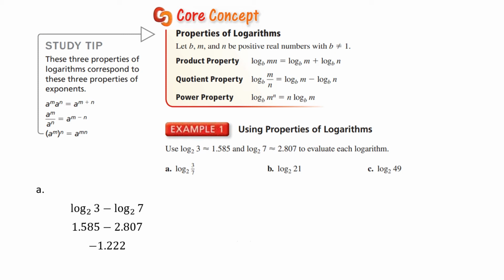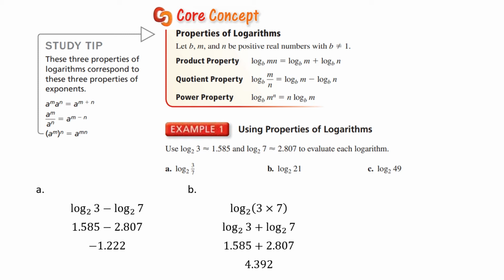In example B, when we see the log base 2 of 21, I don't immediately see a property at play, but when I see that we have the log base 2 of 3 and the log base 2 of 7, I recognize that 21 is 3 times 7. That multiplication tells me that we can use the product property here. We can separate into two log expressions through addition, and if we know what the log base 2 of 3 and the log base 2 of 7 are approximately equal to, we can add.